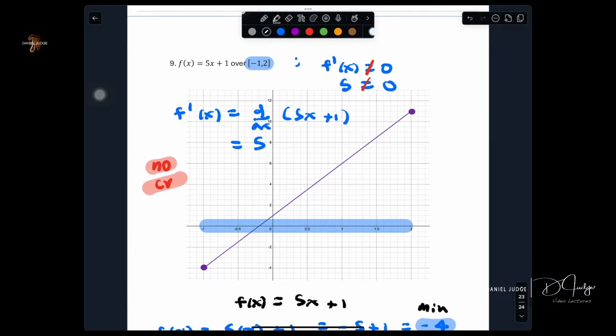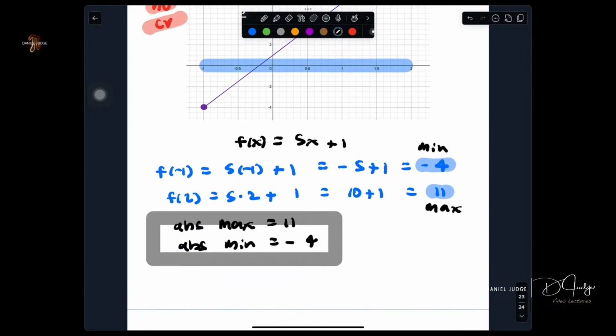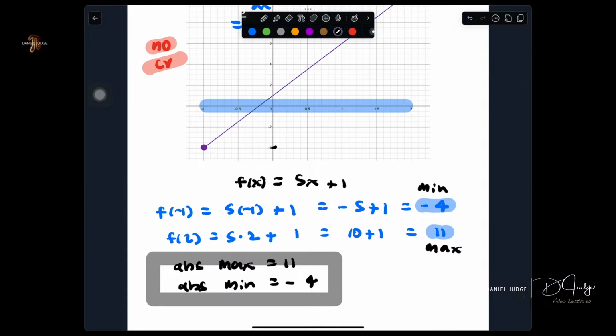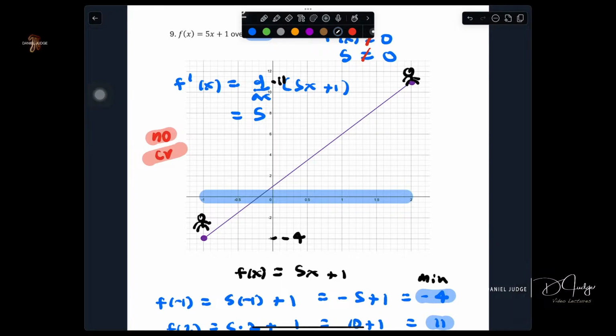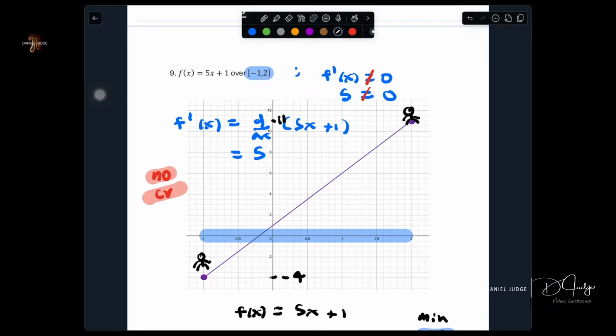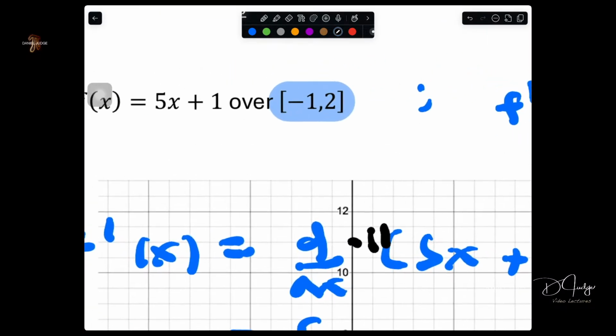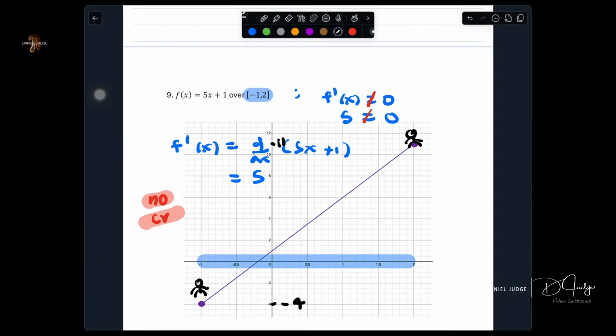So, ladies and gentlemen, there you go. You are standing. The altitude over here is going to be 11. Okay, see it there. And then -4, your altitude is, you're below sea level. That's where -4 would be. So you guys can see that. +11, -4. Closed interval method. The closed interval they give you is -1 to 2. So let's get the last one.